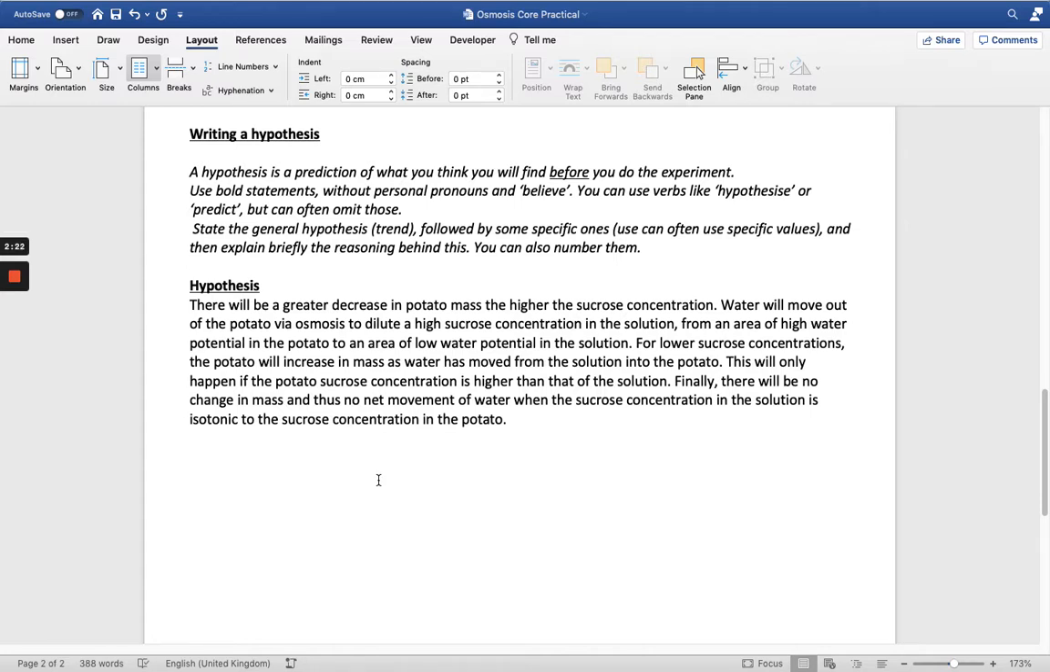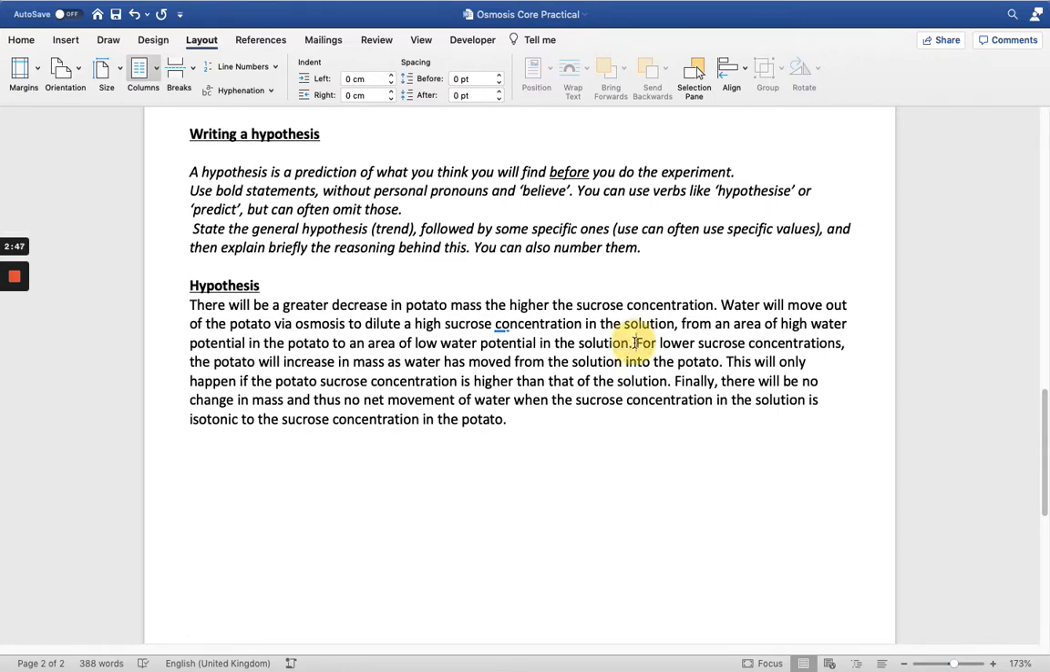Now, here's a little model example for the Osmosis Core Practical. The general trend that we're going to see is that there will be a greater decrease in the potato mass the higher that sucrose concentration. My explanation for this is that water will move out of the potato via osmosis to dilute a high sucrose concentration in the solution, which essentially just means from an area of high water potential in the potato to an area of low water potential in the solution.